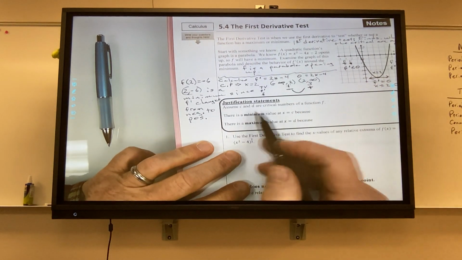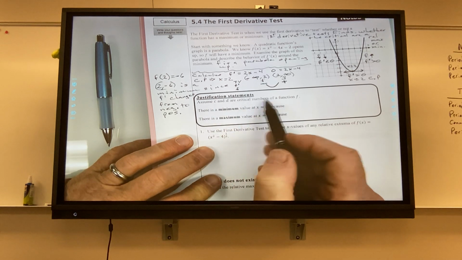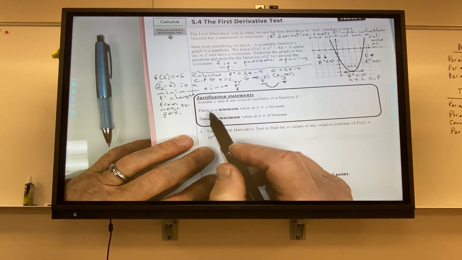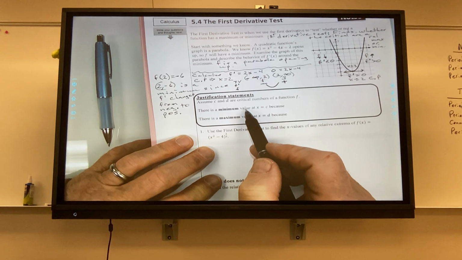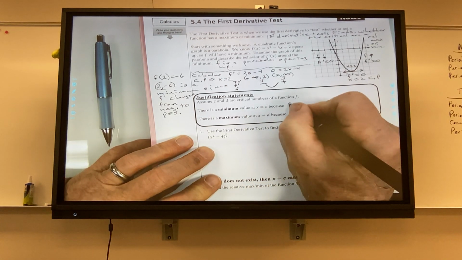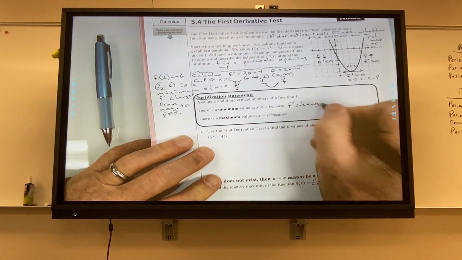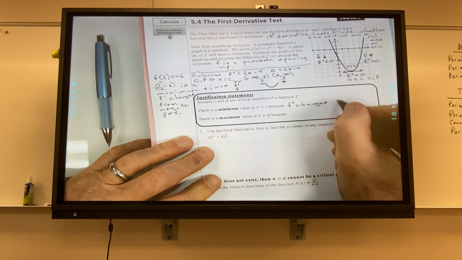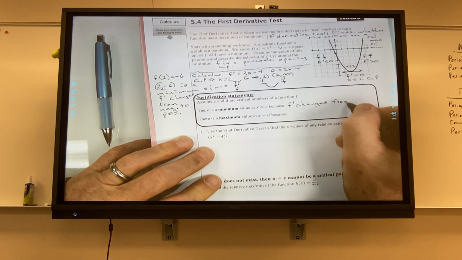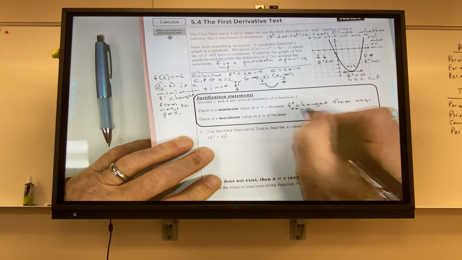It says, these are your justification statements. Assume c and d are critical numbers of the function f. There is a minimum value at x equals c because the derivative f prime changes from negative to positive.